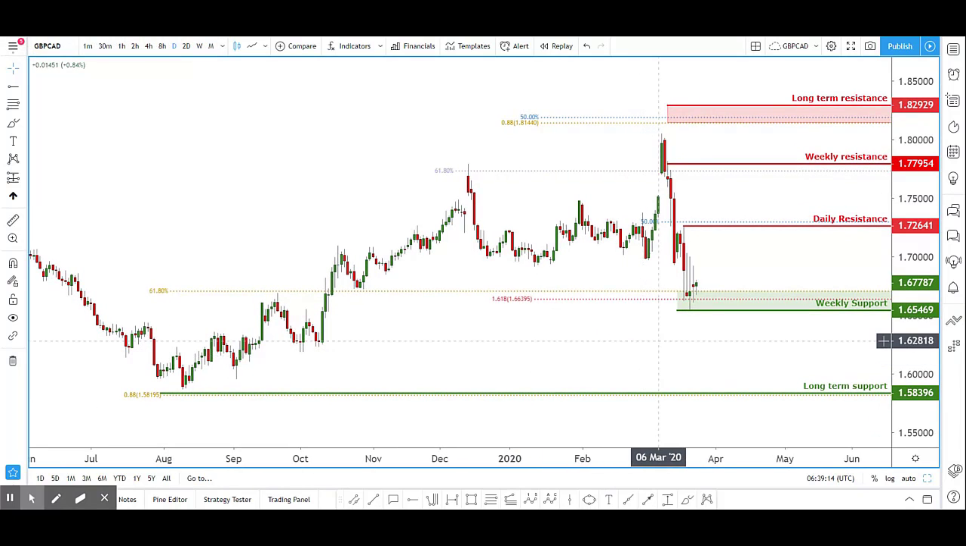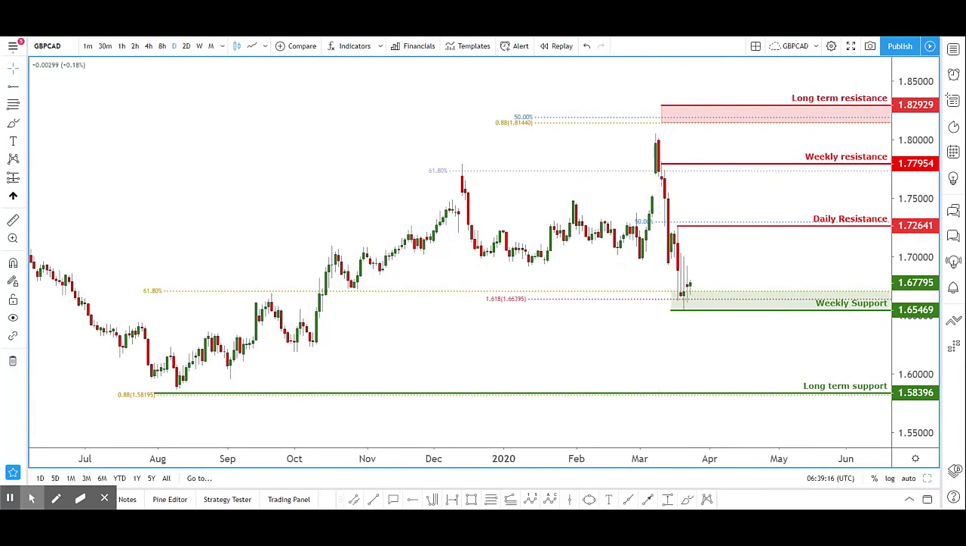Okay, there you have it. We have all our key levels, and what I'm looking to do is, the moment price is within this weekly support zone, I'll look for a buy, and I'll play towards the daily resistance at the 1.7264 area as my first take profit. The moment price reaches this first take profit, I will close out 50% of my position and move my stop loss to break even, and then I would let the rest of the position run towards the weekly resistance and possibly even the long-term resistance.